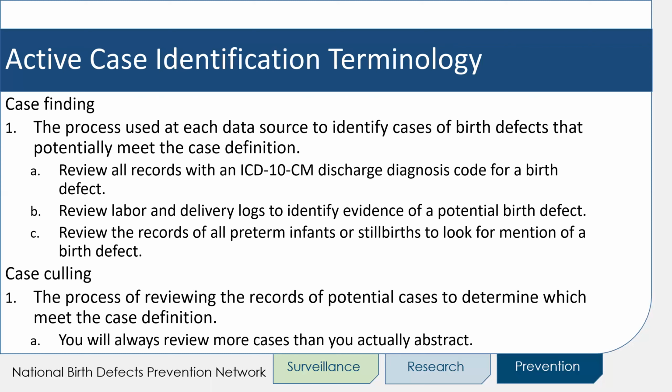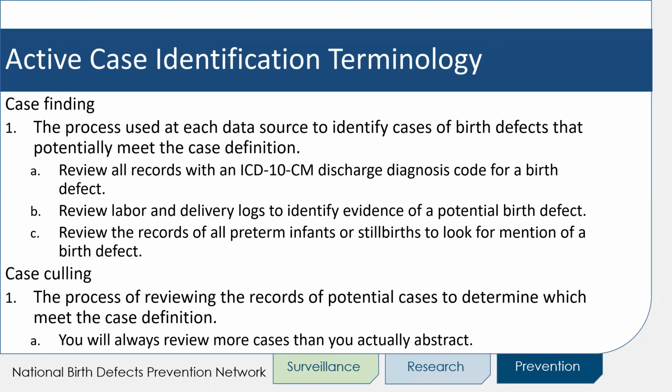For example, reviewing labor and delivery logs could help find cases where a baby dies there and an ICD code might not be generated. Another approach is reviewing the records of all preterm infants or stillbirths to look for a mention of a birth defect. Fetal death certificates might not capture all birth defect diagnoses, which would be picked up in a chart review of these losses.